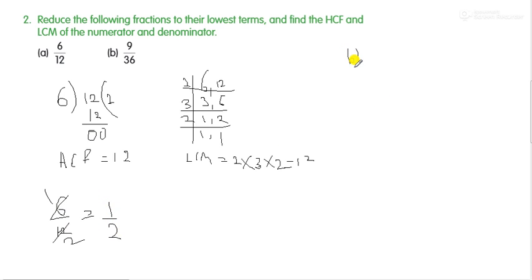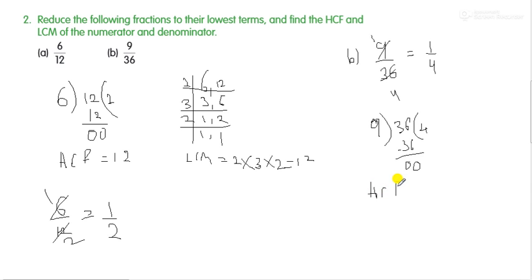Next the B bit is 9 by 36. First we will find out the lowest term. 9 1s are 9, 9 4s are 36. So 1 by 4. Next find out the HCF of 9 and 36. So 9 4s are 36. So the HCF equals 9.